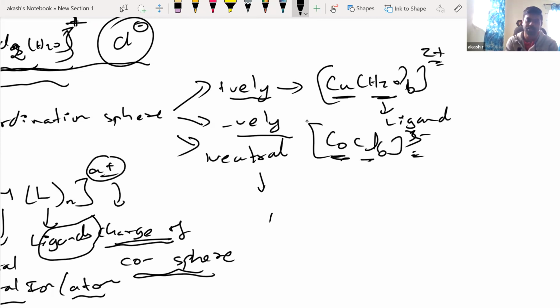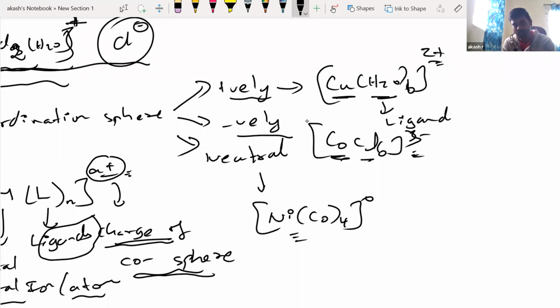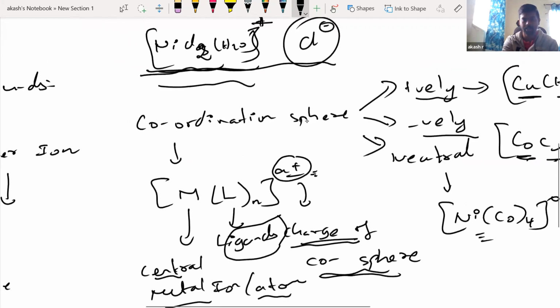And say a neutral species, [Ni(CO)4]. Now what are you seeing? You are seeing that there is no charge here, the charge is zero. So depending on the charge on the coordination sphere, you will be able to classify them as positively charged coordination compounds, negatively charged coordination compounds, or neutral coordination compounds.